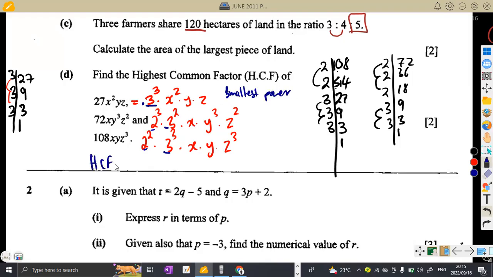That is your highest common factor now. So it's 3 to the power of 2 here, because this is 3 to the power of 3 and 3 to the power of 3. This one has got the smallest power, which is 3 to the power of 2.